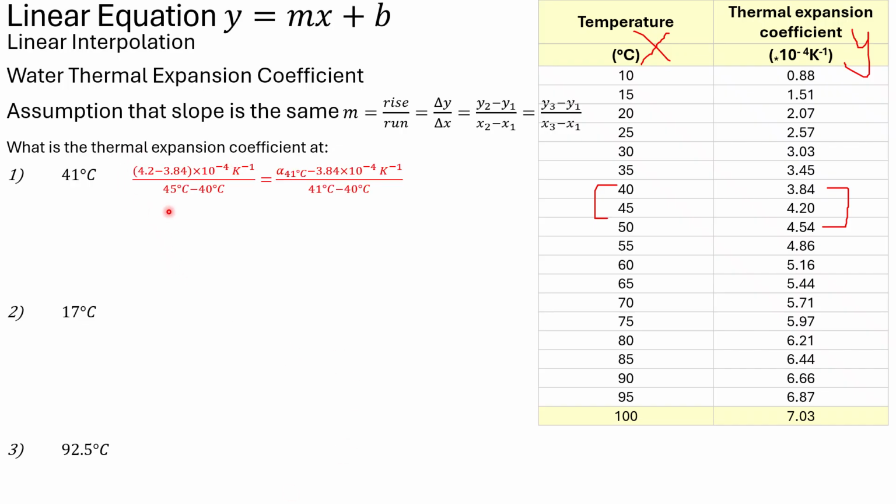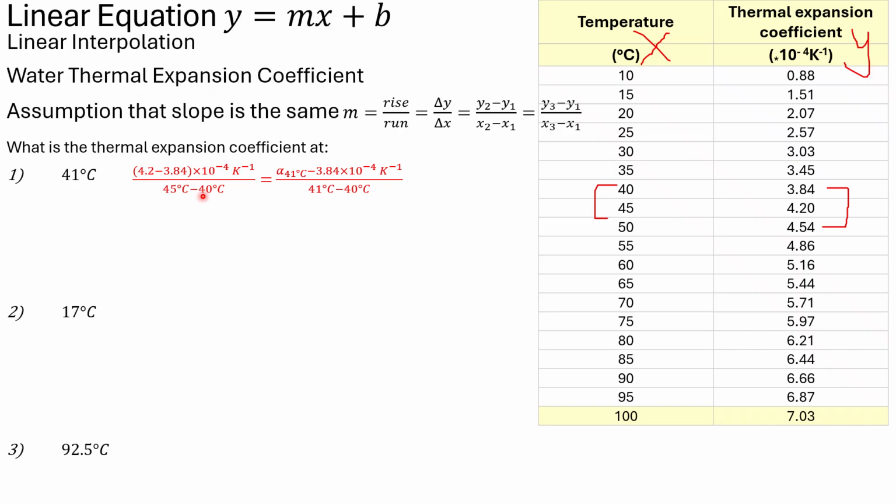So on this left side, I have the rise in the numerator, y2 minus y1, right? So basically 4.2 minus 3.84, that's what's shown here. And I do want to keep the units and the magnitude correct. So times 10 to the negative 4, Kelvin to the negative 1, or 1 over Kelvin.